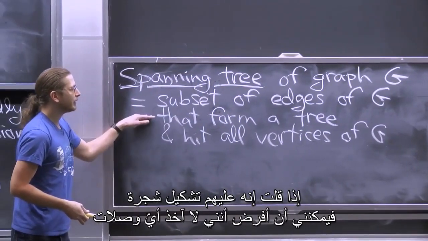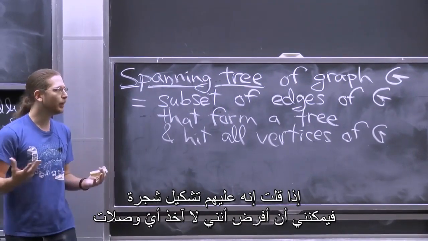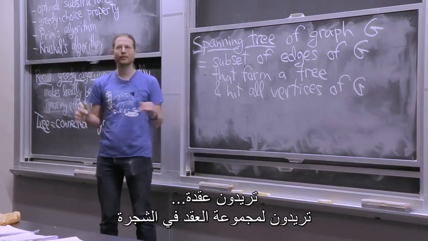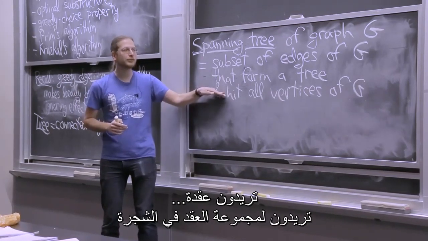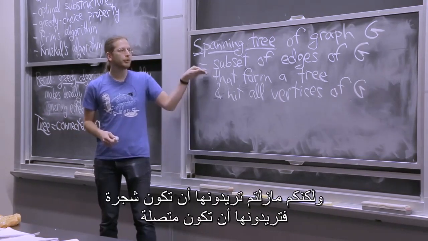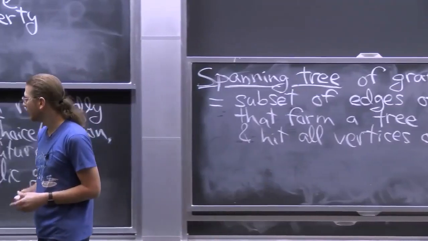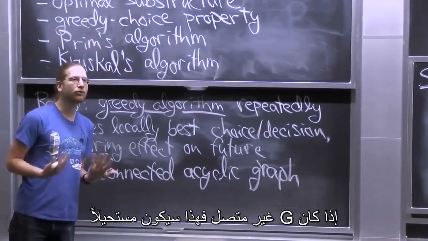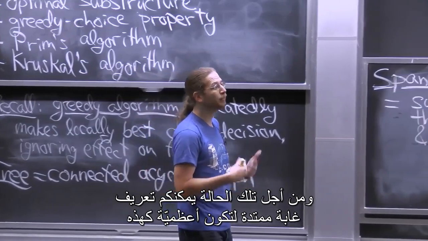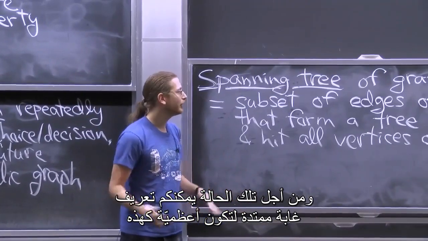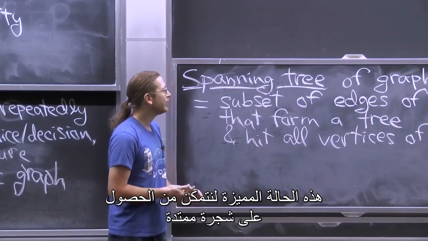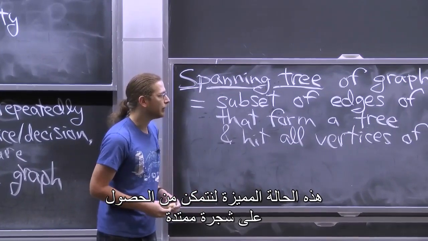If I just said they should form a tree, then I could say, well, I'll take no edges, and here's a tree with one vertex. That's not very interesting. You want basically the vertex set of the tree to be the same as the vertex set of the graph. That's the spanning property. But you still want it to be a tree, so you want it to be connected, and you want it to be acyclic. Now, if G is disconnected, this is impossible. And for that, you could define a spanning forest to be like a maximal thing like this. But we'll focus on the case here that G is connected. That's the interesting case. And so we can get a spanning tree.